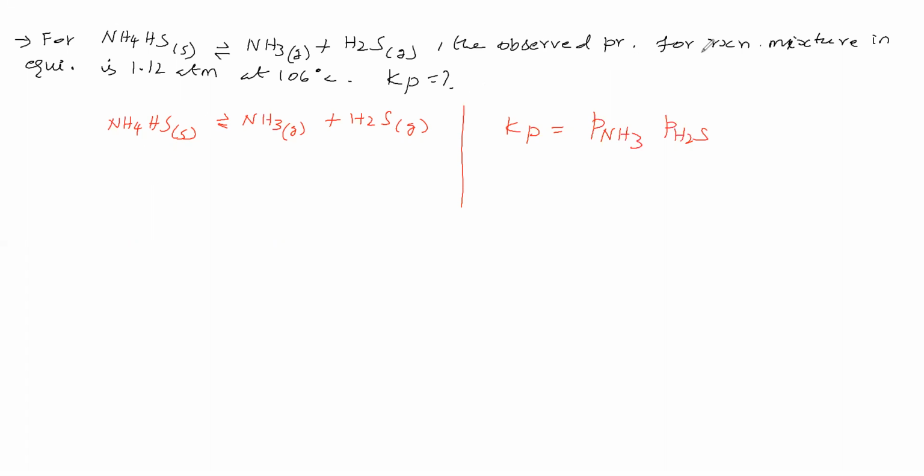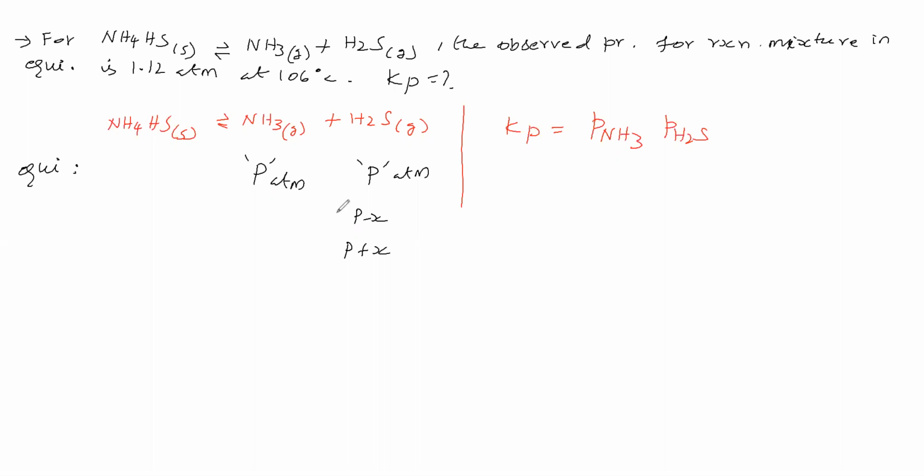Here the observed pressure for the reaction mixture in equilibrium is 1.12 atmosphere. What does it mean? It is called the equilibrium pressure. So at equilibrium, the pressure exerted by ammonia we will take as P atmosphere. Then what is the pressure exerted by H2S? One possibility is the same P atmosphere, then P minus X, then P plus X. This possibility is there, isn't it?